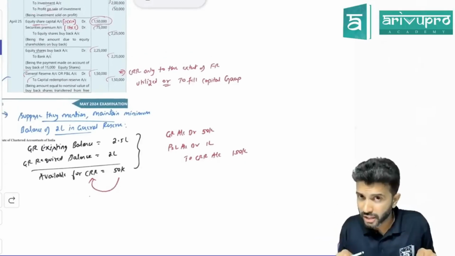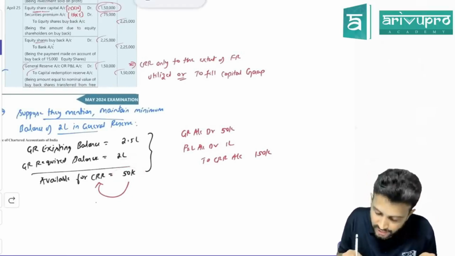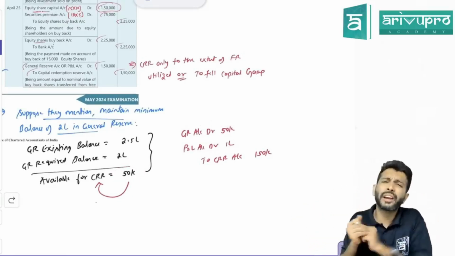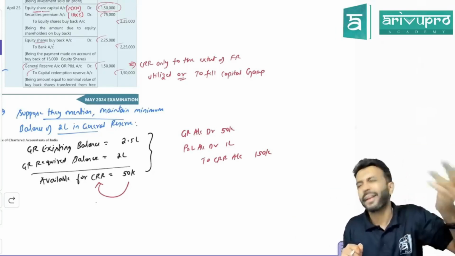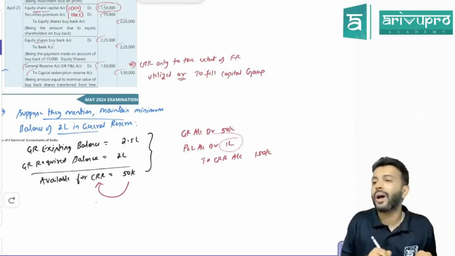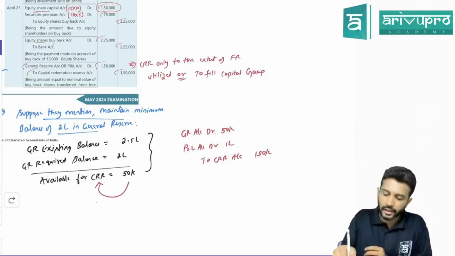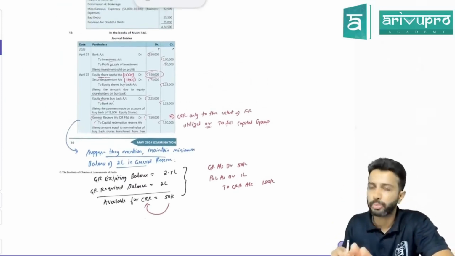Can you pick from general reserve? In this case, no. You can only utilize how much? 50,000. So in this case, the journal entry will be general reserve account debit 50,000. Balance you will pick it from other free reserve. After general reserve, what is other free reserve remaining? P&L. So how much shortage is there? 1 lakh. So we'll use that shortage to the extent of 1 lakh from P&L and create the CRR. There's another way this particular adjustment can come through.